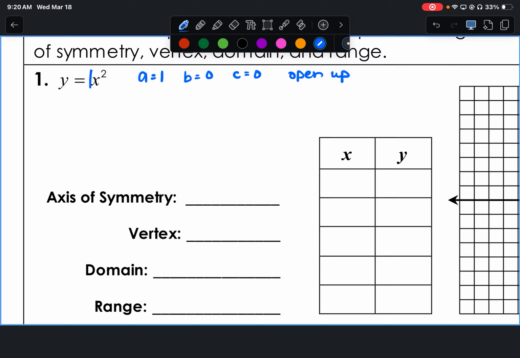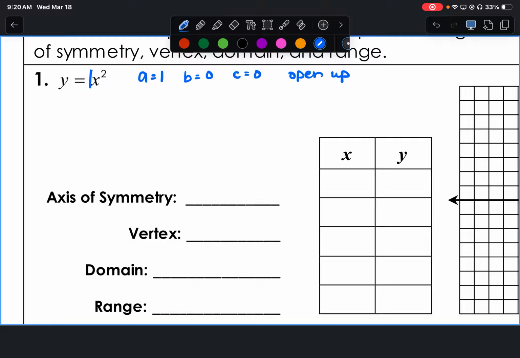We know that because our A is positive, right? The reason I want you to include whether it opens up or opens down is because I always give a freebie question on these. You have to circle whether or not the graph opens up or opens down, right? So you need to make sure you know if it opens up or down.